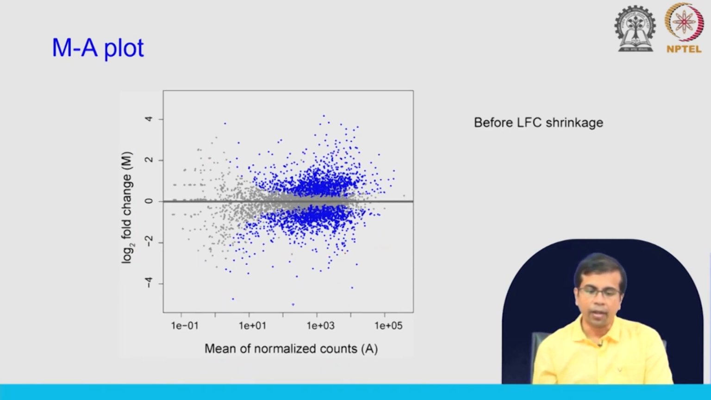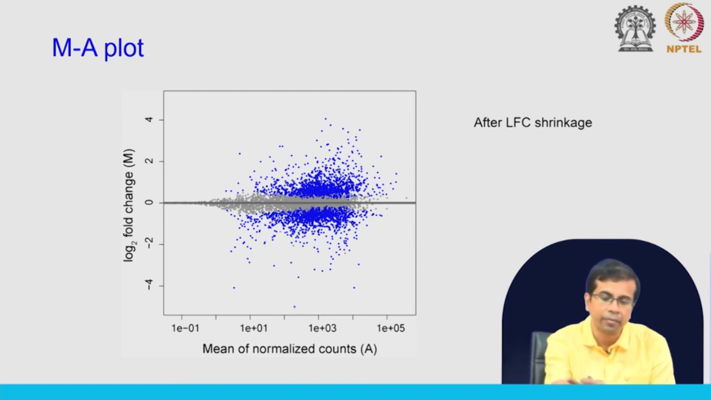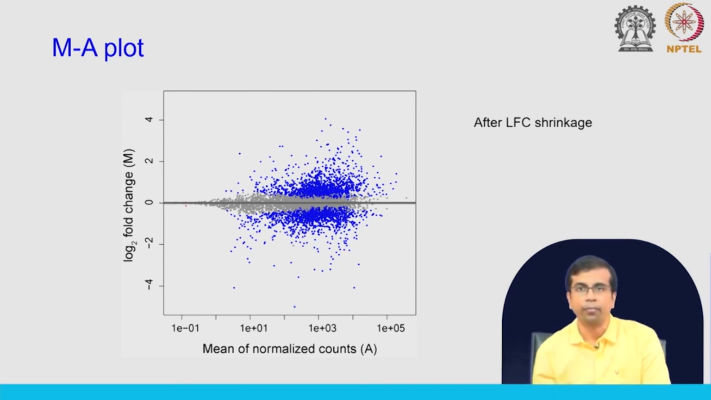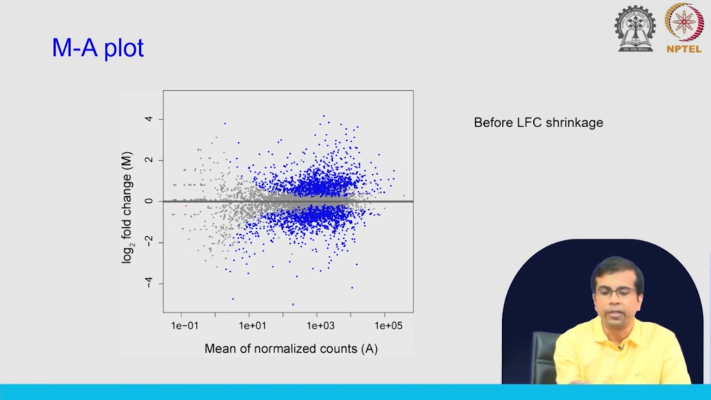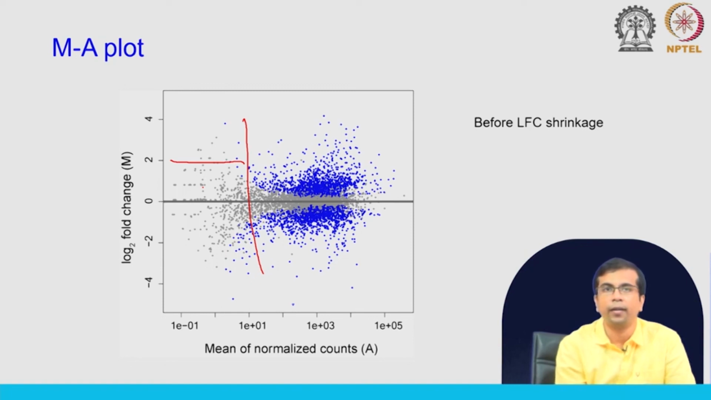Okay. So, this is before LFC shrinkage, right. What happens after LFC shrinkage is that the genes that showed very low mean expression or mean count kind of disappear from here. One of the points you probably notice is that we see most of these blue genes only at high mean expression. For genes that show low mean expression, even though you see the log2 fold change is high here, they are not statistically significant, okay.